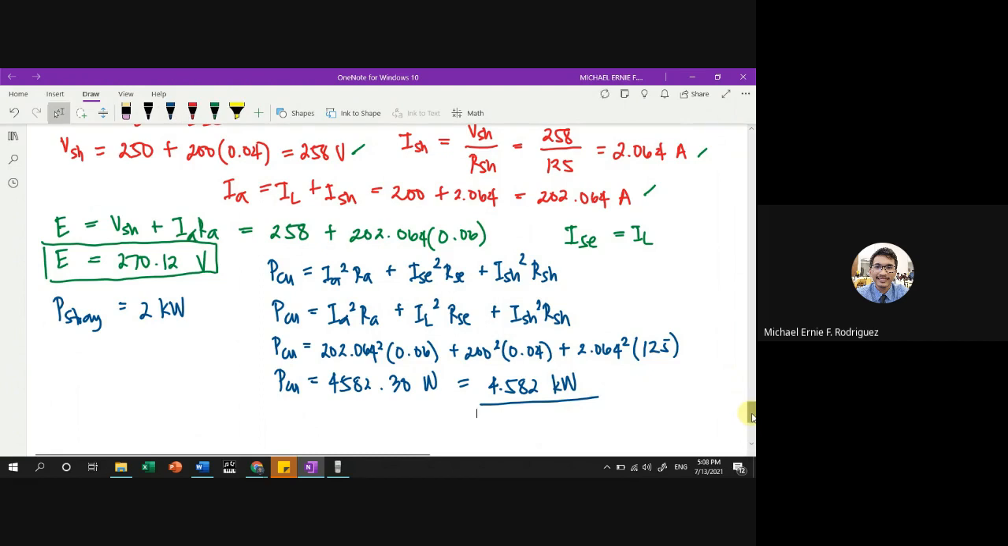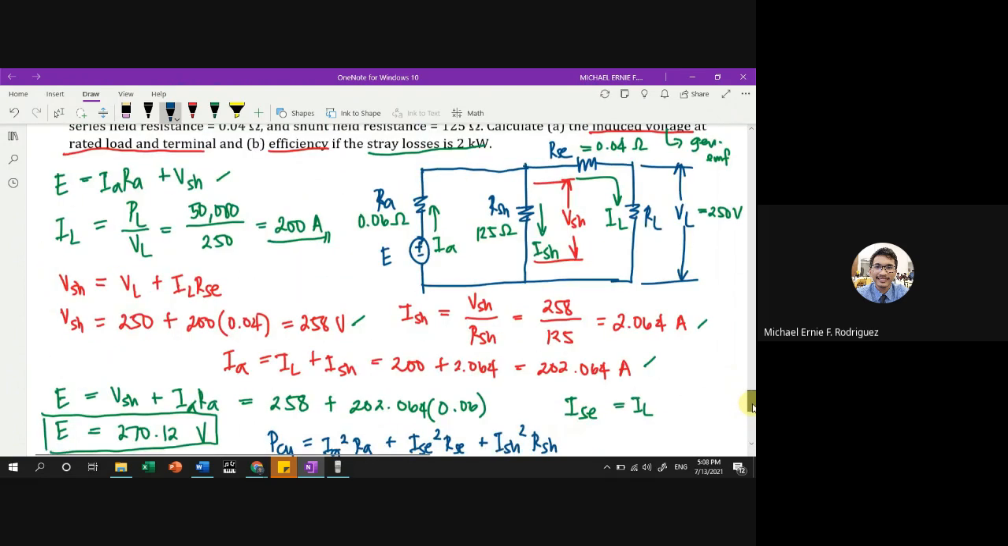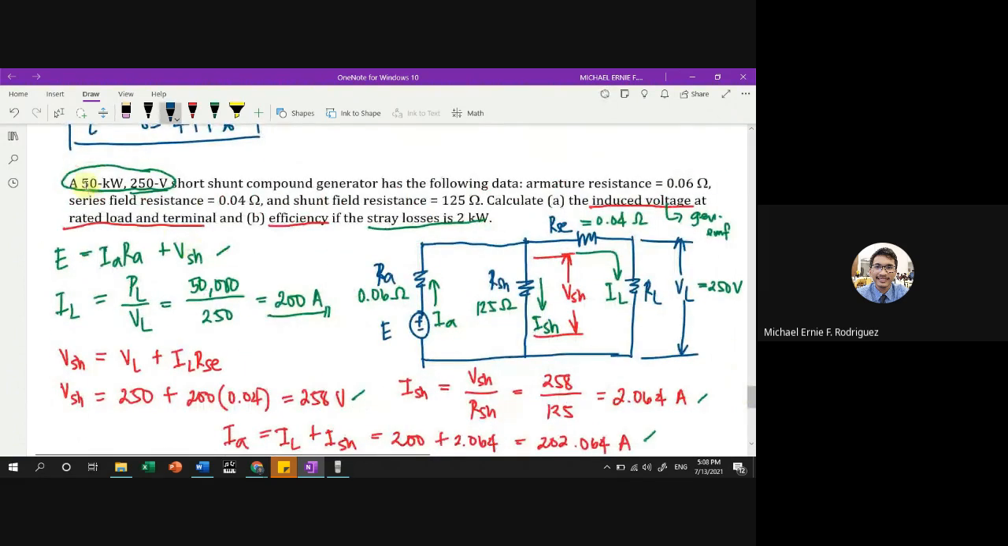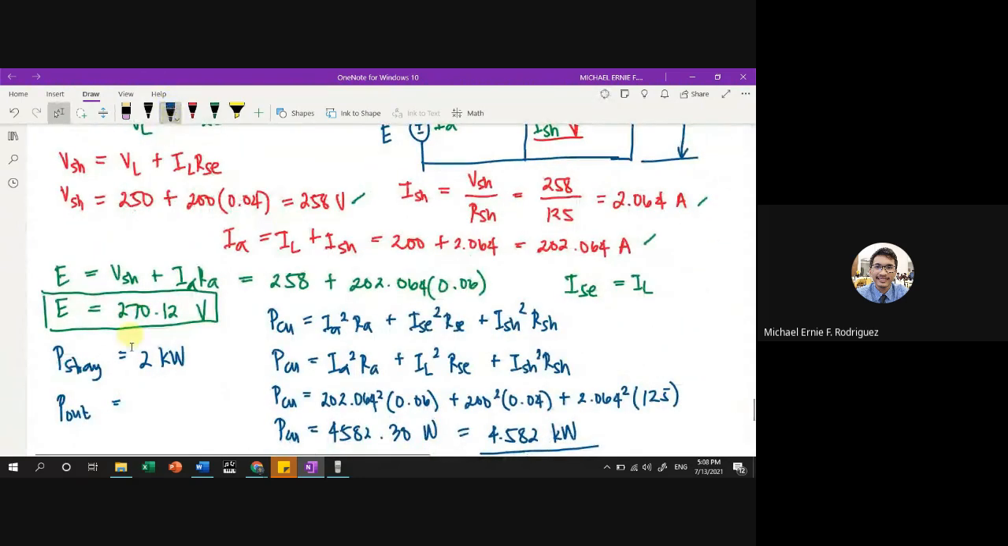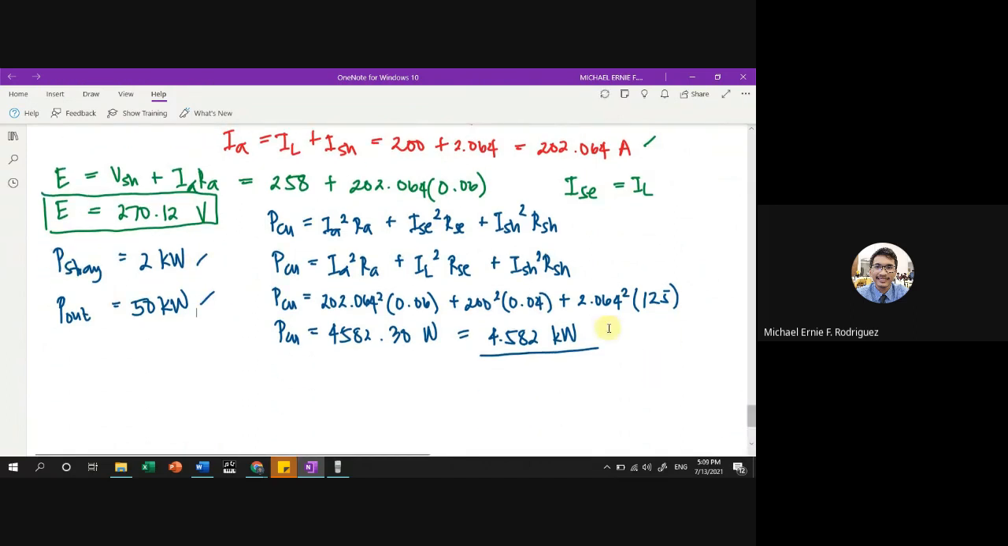Okay? And then, output power. P out. Paano ang P out? Balik ka sa problem. Meron na siyang binigay dito. So, yung P out kasi yung nasa load. So, sabi nito, a 50 kilowatt generator. So, yung 50 kilowatts na yan yung output power ng generator. We don't need to solve. Okay, P out is 50 kilowatts. So, lahat ng unit natin naka-kilowatts na for stray, P out tsaka PCU.